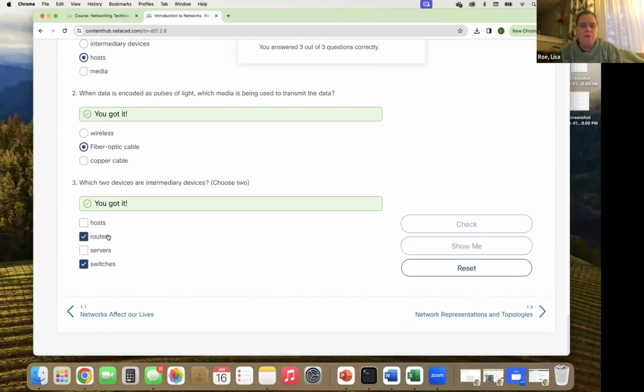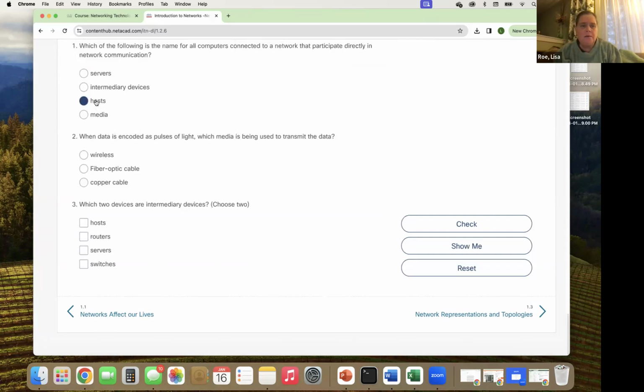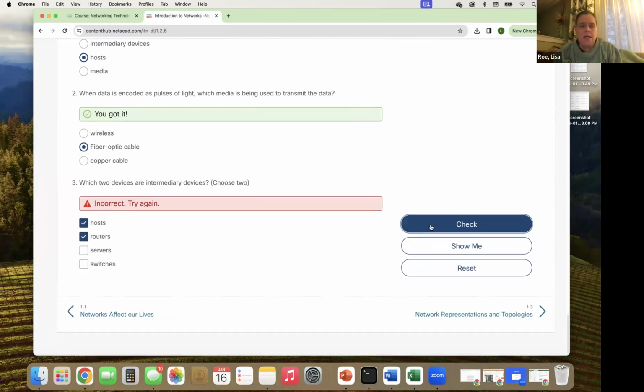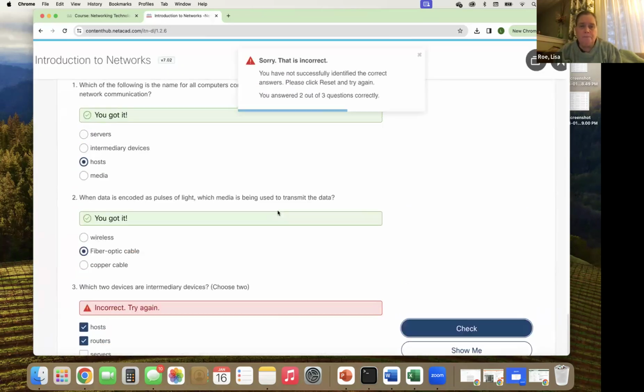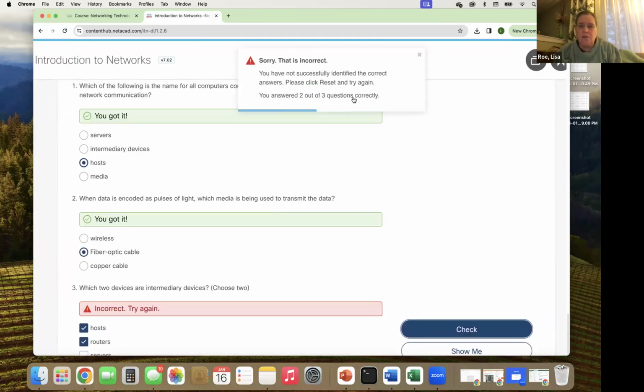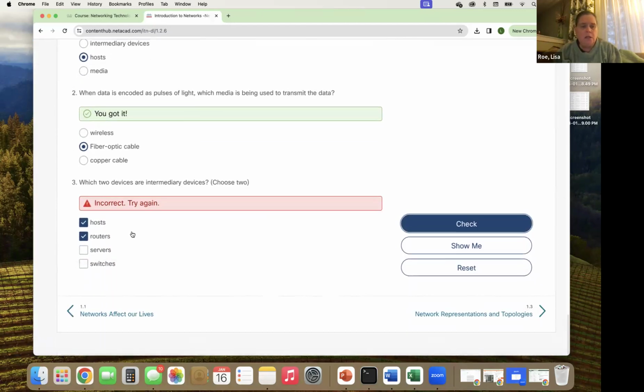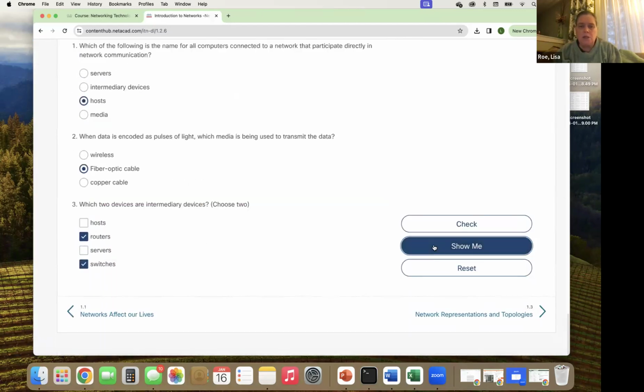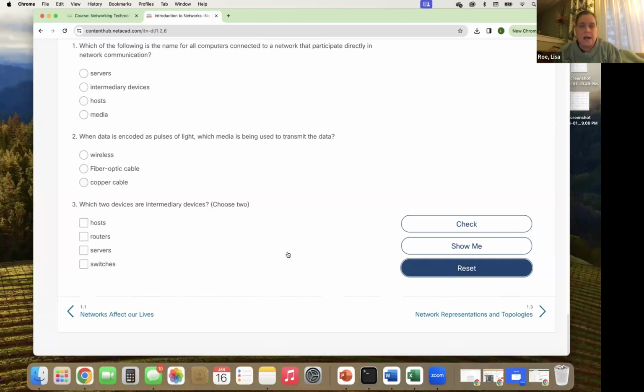But if you got any of these wrong, for instance, and I reset, and I'm just going to pick hosts and routers, and I check, it'll tell you which one you got wrong, okay? And it says you got 2 out of 3. In the green, it's good. You can try again, or you can click show me, and you can reset at any time. These are good practice to get you ready to make sure you understand the critical things in that section that they wanted to present to you.